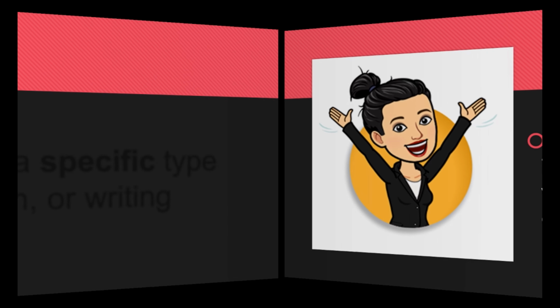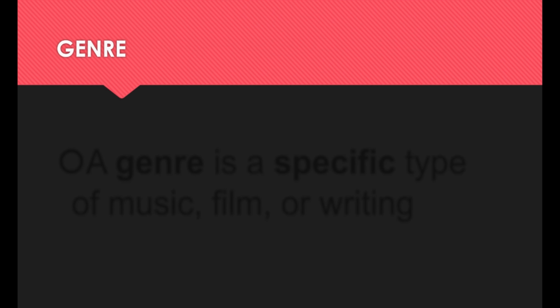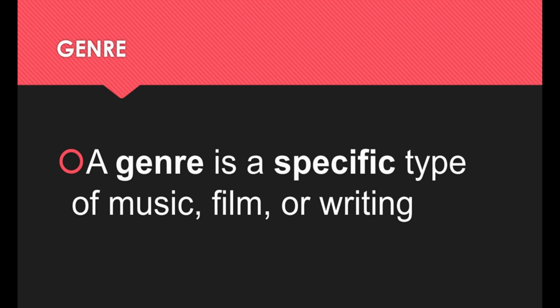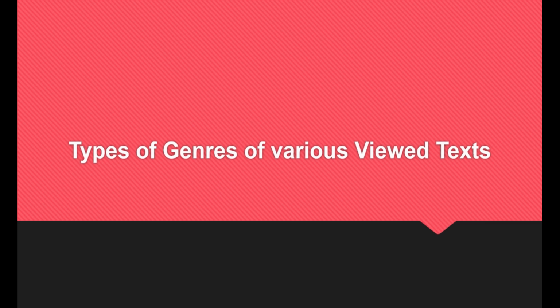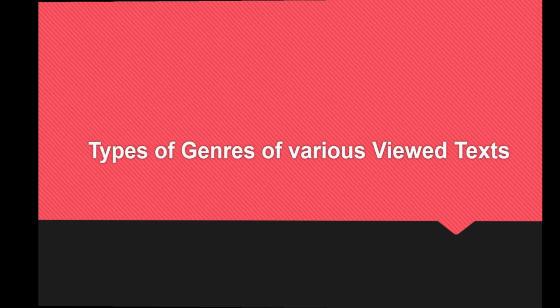That's right! We will be talking about genres. When we say genre, it is a specific type of music, film, or writing. It is the different classification of something based on their common characteristic. Today, we will be talking about the different types of genres we see on TV, cinema, or in the internet. Do you know what they are? The first one is what we call educational shows.